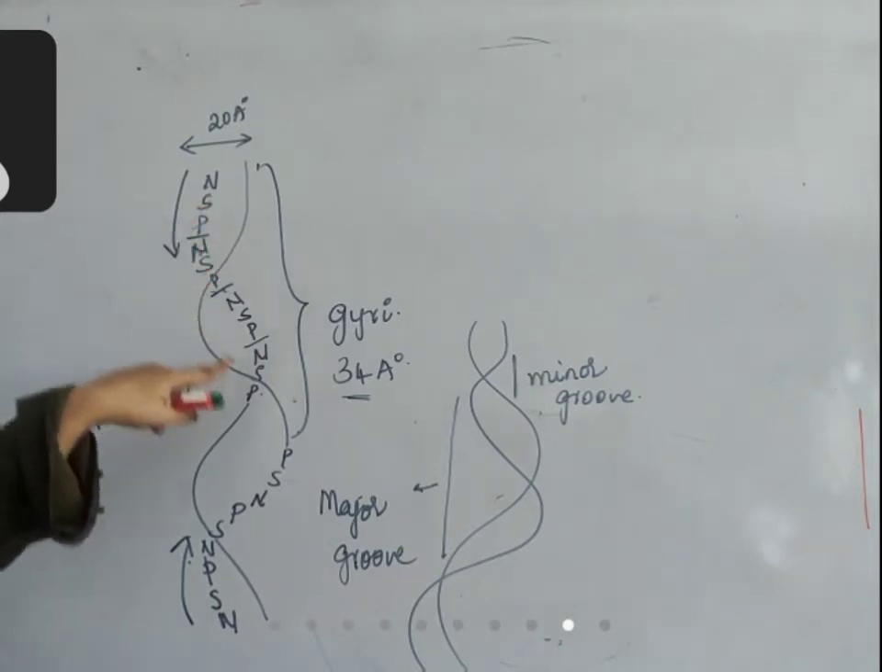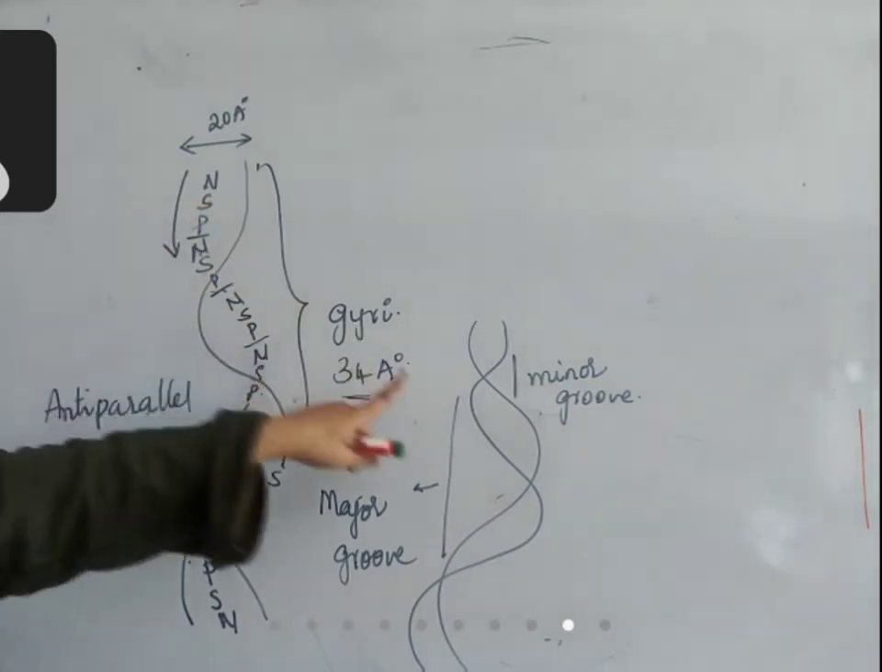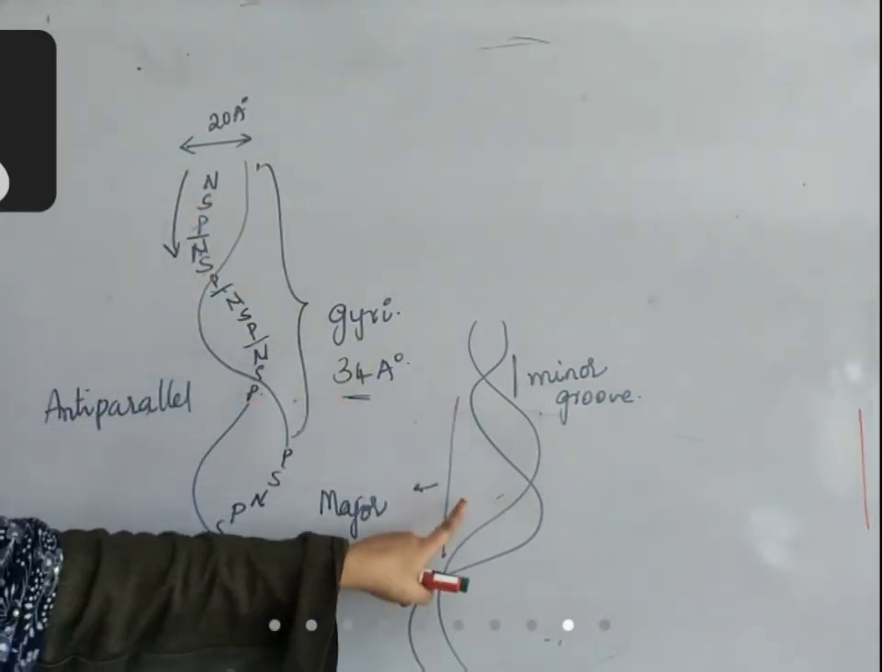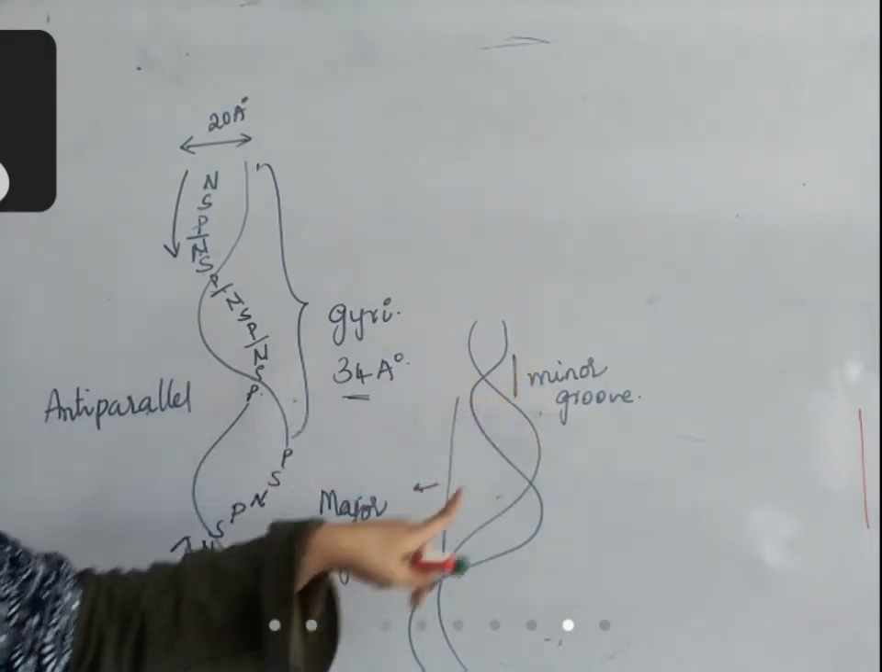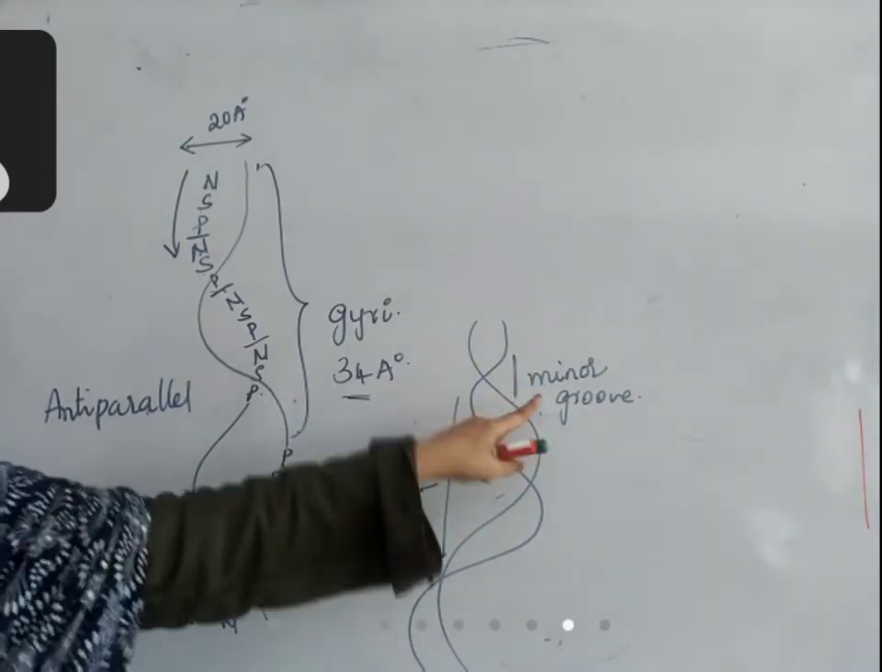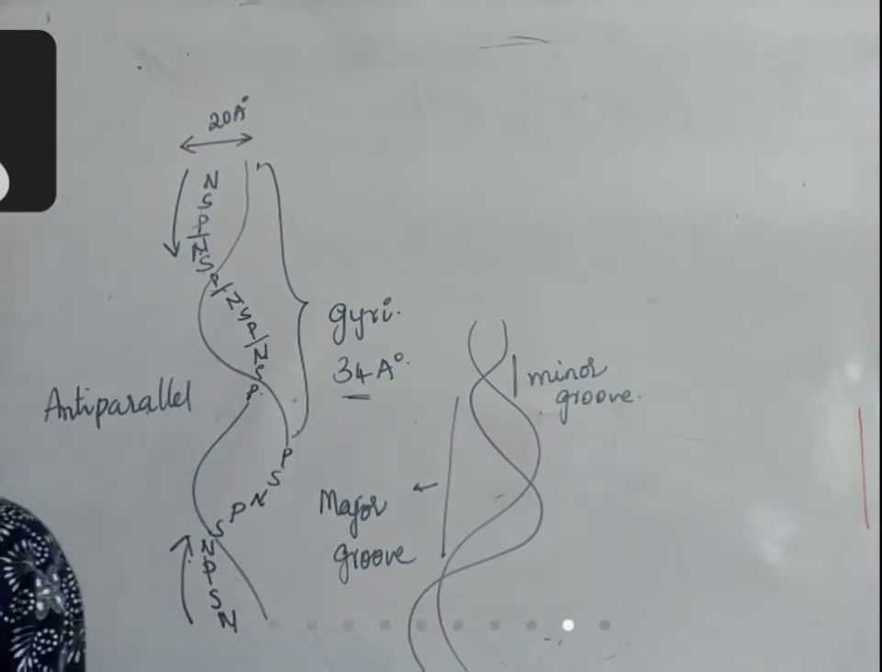And see, when a DNA helix is formed, this side groove is large and this side groove is small. This is called the major groove and this is called the minor groove.